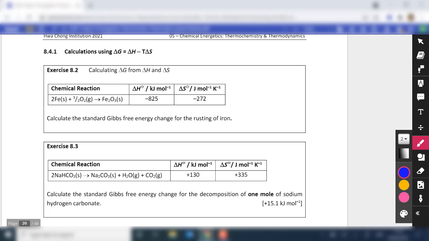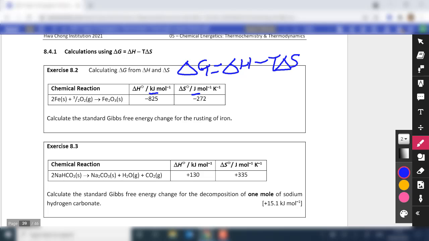I will leave it to you to do the calculation, but what I can stress to you is that a very common mistake students make is they forget to look at the units. The units for delta H are in kilojoules, but the units for delta S are in joules. So you have to be really careful when you calculate delta G. I'm just going to do this for you. Remember it's delta H minus T delta S, right?